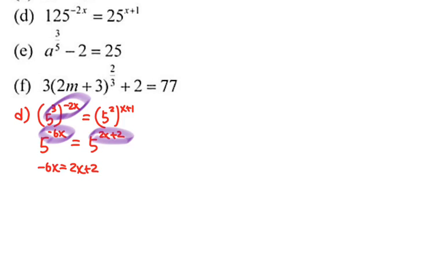Alright, now we just have to solve for x. By subtracting 2x from both sides, then we get negative 8x on the left equals 2 on the other. Obviously, by dividing by negative 8, x then must be equal to negative 1/4. That becomes our answer for D.